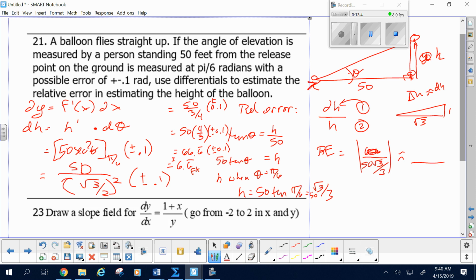I'm going to call this actually 200. This is 20 thirds. This is 20 thirds times 50 root 3. This is 2 over 5 root 3.